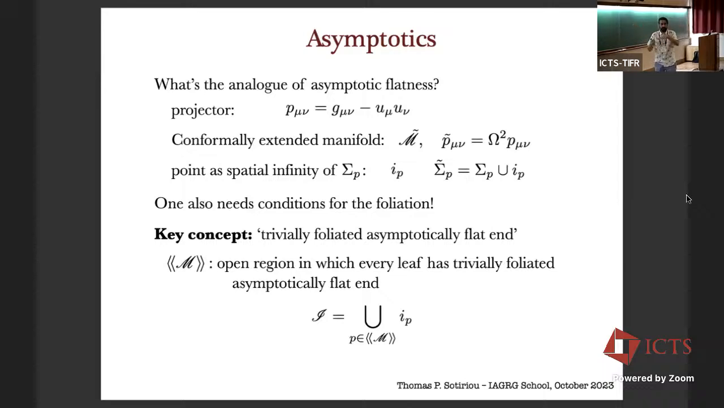Every leaf has a trivially foliated asymptotically flat end, right? And then you can take all of these points at infinity and join them together in a line, which is where your leaves end when you've compactified, right? And now this is a line, right, which is your infinity. And I will call that scry, in the same way I was calling scry future null infinity in general relativity. But of course, it's a different thing, but it is actually the relevant notion here.